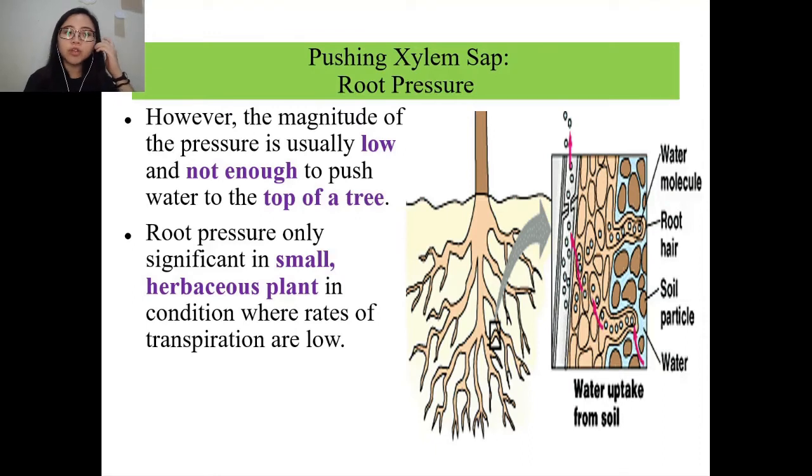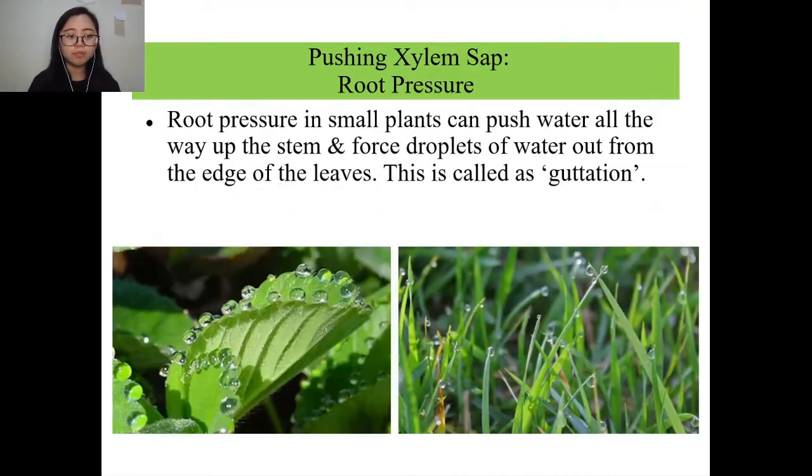However, the magnitude of the pressure is usually low and not enough to push water to the top of a tree. If it's a very short plant, maybe it's enough. But if you have plants that are over 1 meter tall, remember in our rainforest, we even have something that is more than 40 meters tall. So this root pressure is not enough to push it all the way. The root pressure is only significant in small herbaceous plants in conditions where rates of transpiration are low. If you have a big plant, you will still have a little bit of root pressure, but it's not enough to push it all the way to the top.